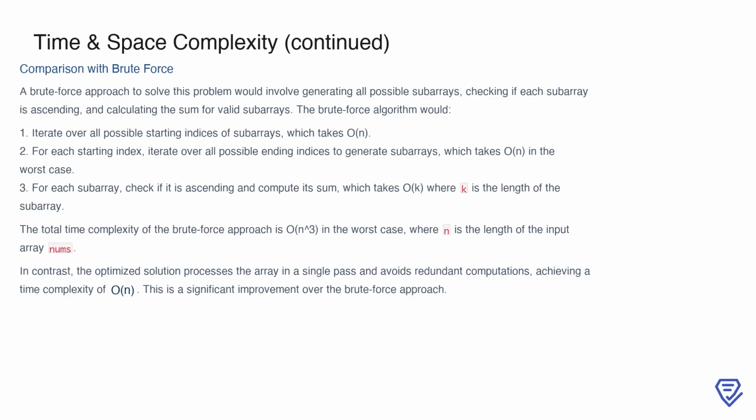Combining these steps, the total time complexity of the brute force solution becomes O(n^3) in the worst case, where n is the size of the input array. By contrast, the optimized solution processes the array in a single pass, avoiding redundant computations and reducing the time complexity to O(n). This represents a substantial improvement, making the optimized approach far more suitable for larger input sizes.